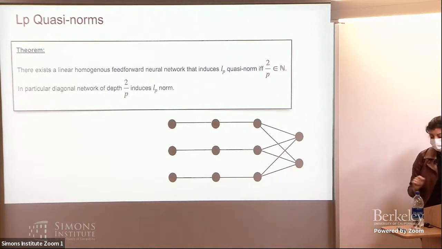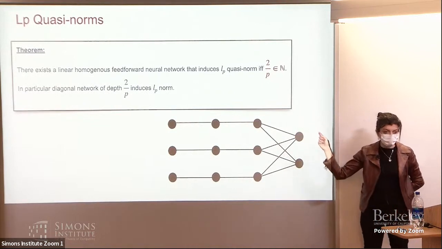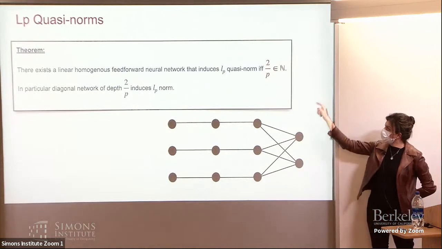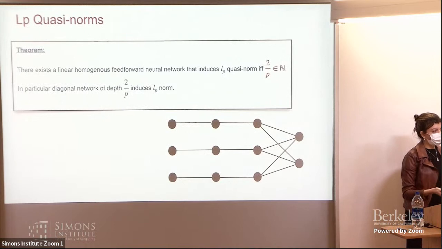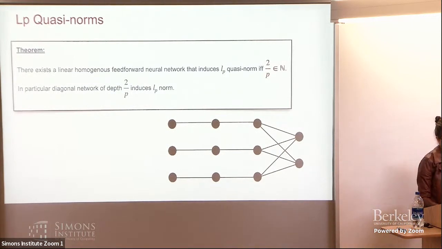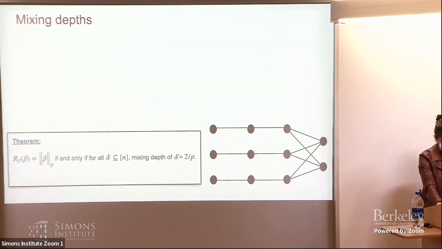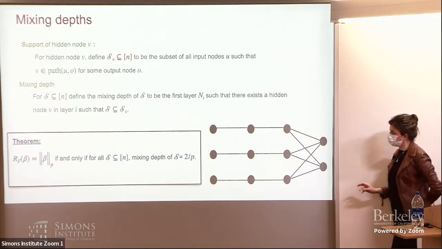And also we saw that a diagonal network of depth 2/p actually induces this. So the interesting part here is that if 2/p is not a natural number, no linear homogeneous network can induce this LP as the regularization or as a penalization, representation cost in the function domain. So this is related to this notion of mixing depths that I find interesting.